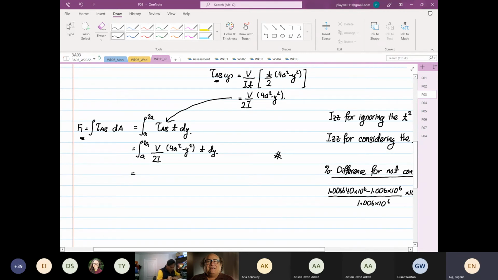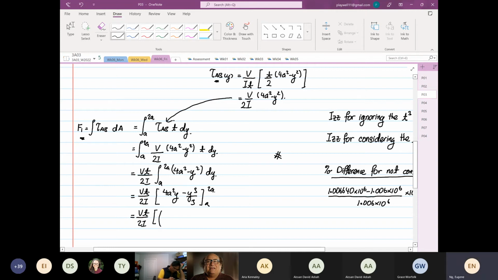So I'm going to carry on from there. I'm not going to skip steps like before. I got lost, which is very embarrassing. So we're going to integrate from a to 2a, 4a squared minus y squared, dy. So the outcome is Vt over 2I, and then we're going to have 4a squared y minus y cubed over 3. The limits are a to 2a. So this is equal to Vt over 2I.